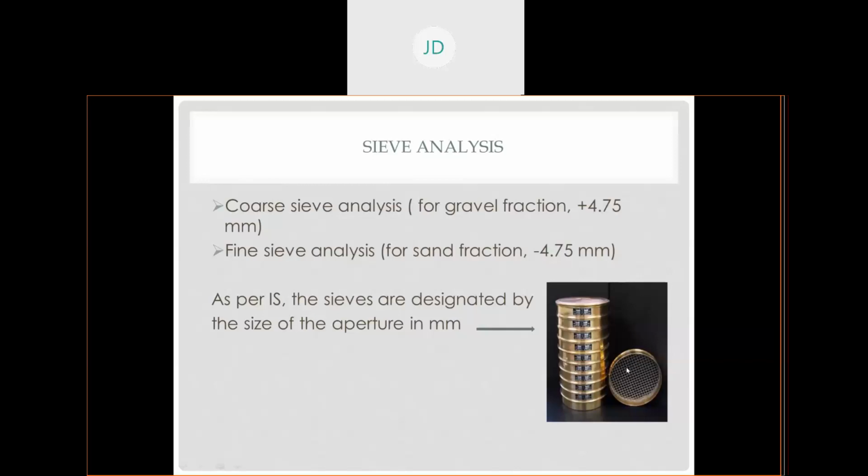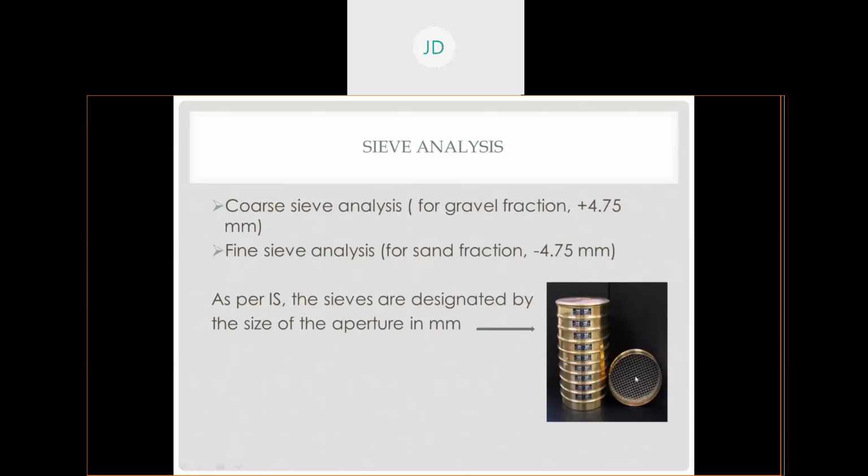Suppose this particular sieve is named 4.75 millimeter. That means only soil particles with sizes less than 4.75 millimeter can pass through this sieve. Particles larger than that cannot pass through this sieve. They will be retained on this tray.